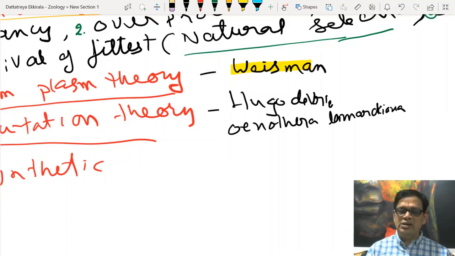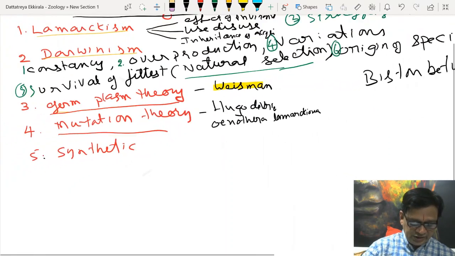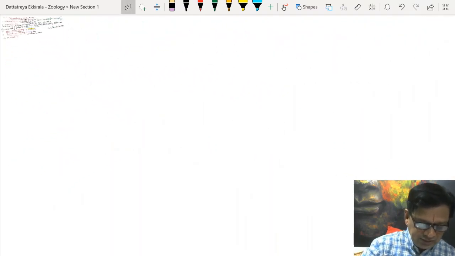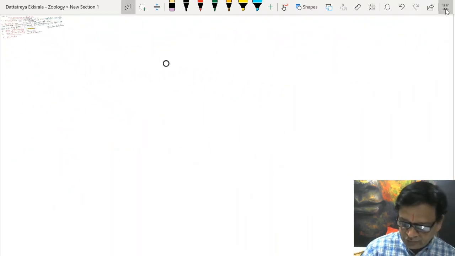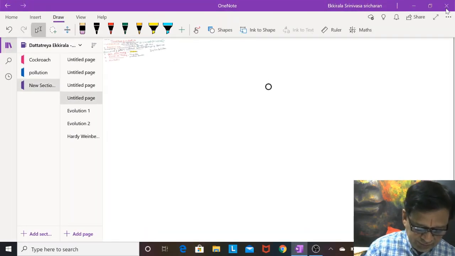Oenothera lamarckiana is an evening primrose plant on which he did a lot of work. Sudden heritable changes are known as mutations, macro variations. De Vries believed that there is no direction in evolution, but Darwin's theory believes in a direction. Now the modern concept means trying to put a combination of these two.